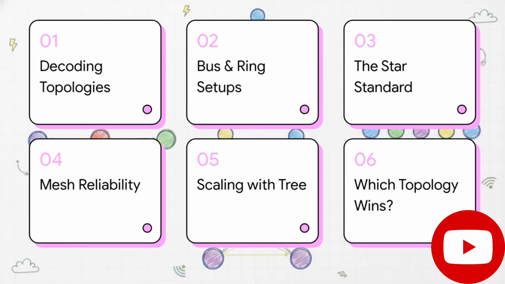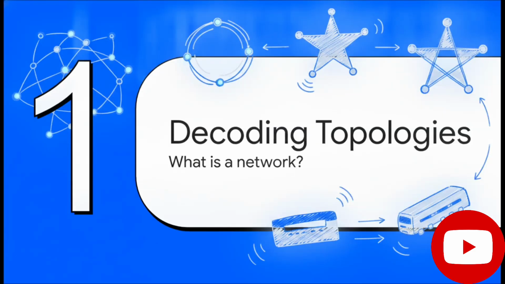Well, here's our roadmap for figuring that out. We're going to start by decoding what topologies actually are, explore the early bus and ring setups, check out the star standard, dive into mesh reliability, scale things up with the tree topology, and finally, figure out which one of these setups actually wins.